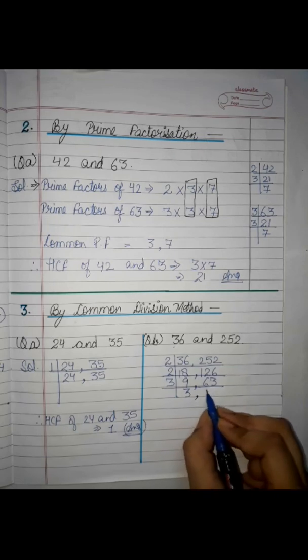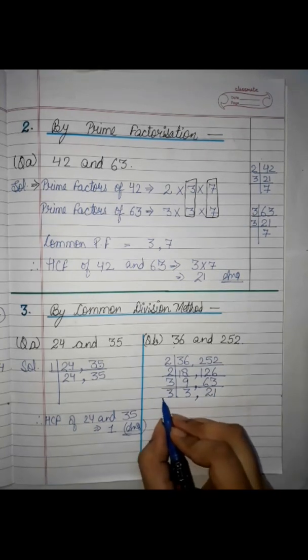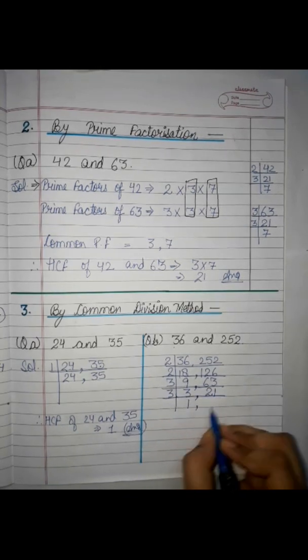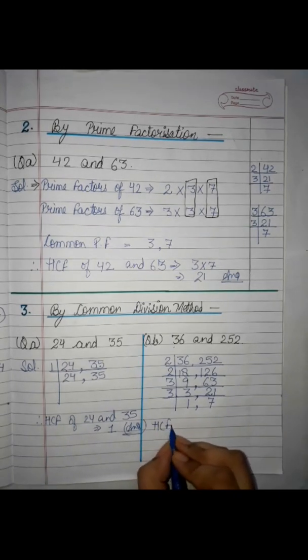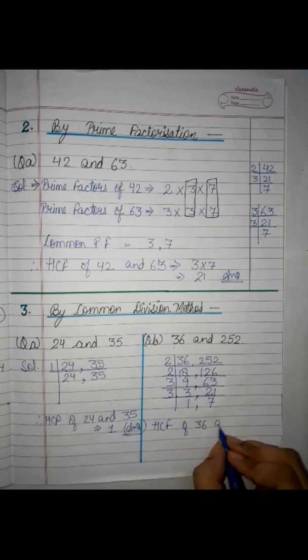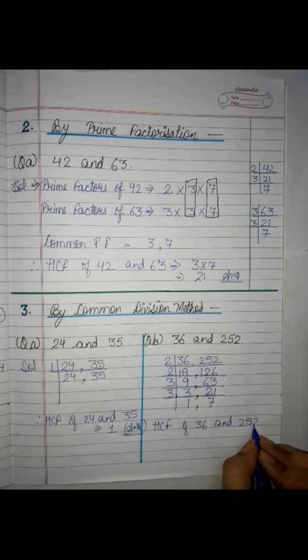3 and 3 21s are. Now again by 3. 3 1s are 3 and 3 7s are 21. Now leave them as it is. So HCF of 36 and 252.